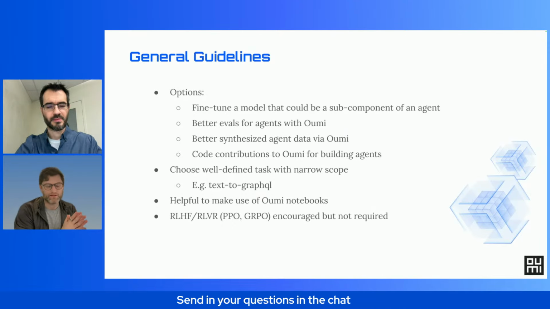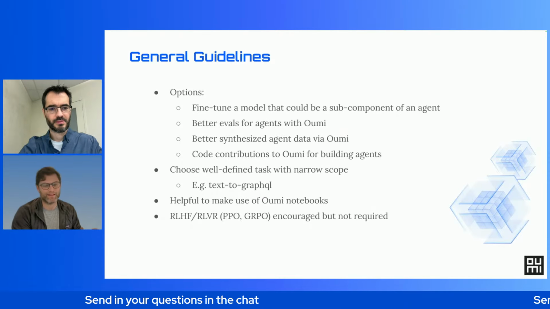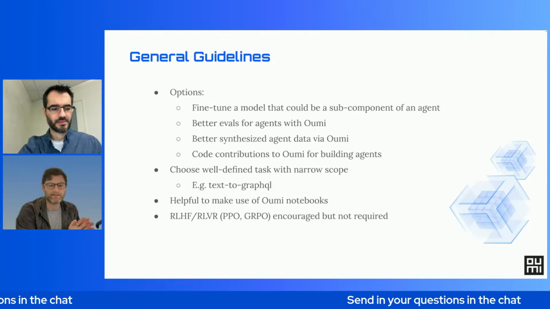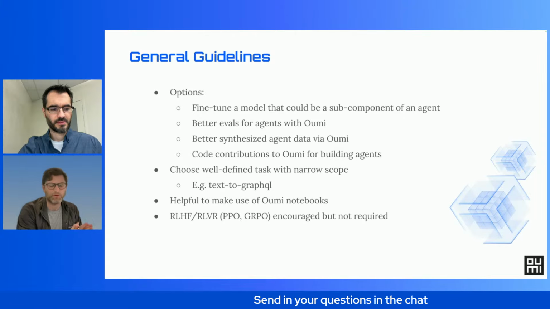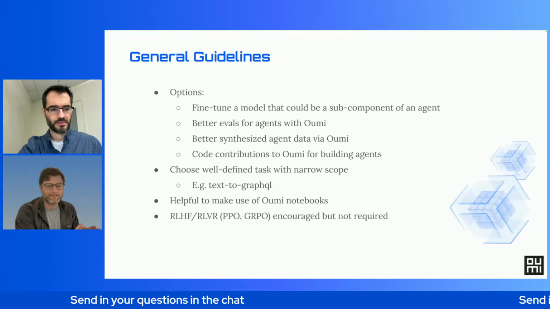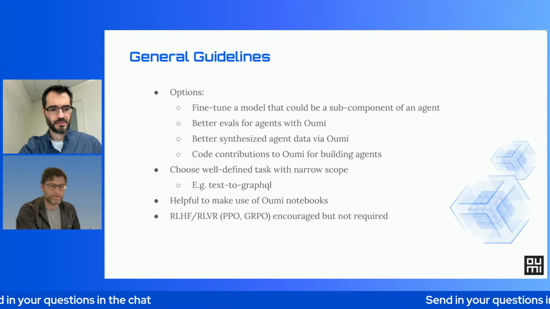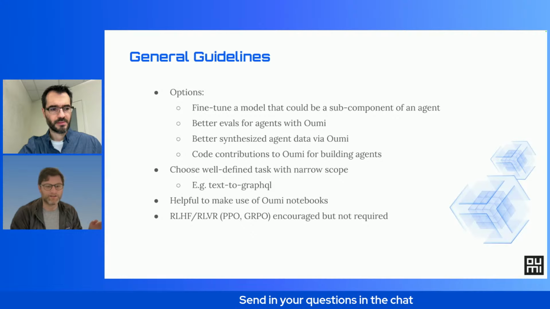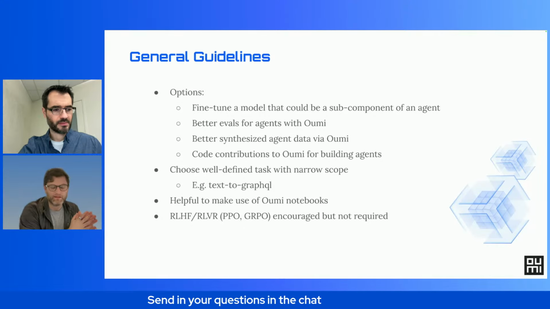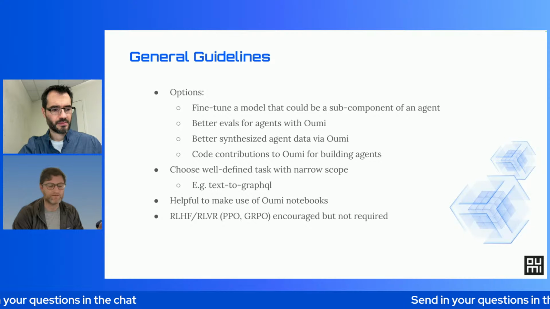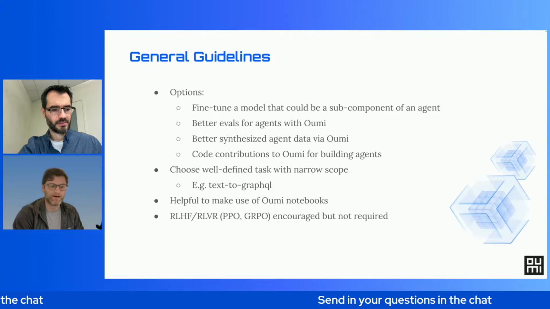But whatever you build, given the time constraints, it's important to choose a really well-defined task with a narrow scope. So for example, another one might be text to graph query language. That's something that is very well-defined, very narrow scope, something that you could realistically have a really interesting application built in the next 3 to 4 days.